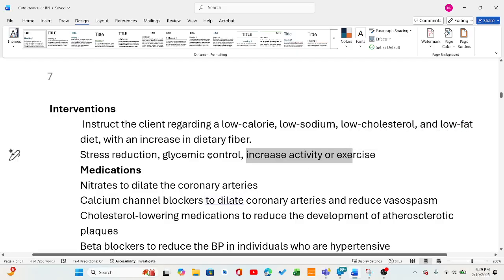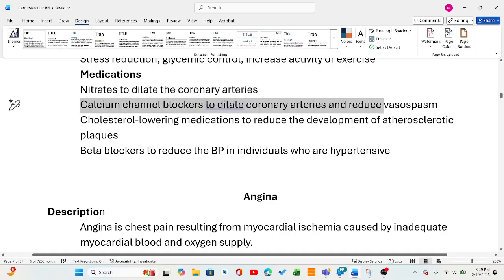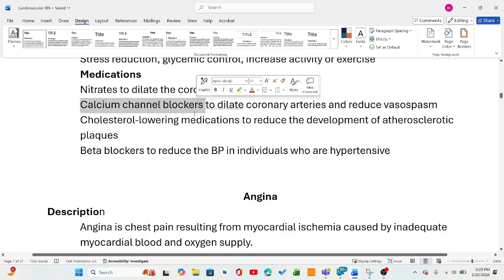building up there. When it comes to medication, the major medications that we're going to be talking about are nitrates. So nitrate, the most common one we're going to talk about is nitroglycerin. Nitroglycerin is used to dilate the blood vessels, and one of the common side effects of the nitrate is going to be headache. Calcium channel blockers, we know that will also dilate the coronary arteries and help reduce the spasms. So if it is spasms and the doctor wants to prevent the spasms in the coronary arteries, you put them on the calcium channel blockers. We'll talk a lot about calcium channel blockers very soon.